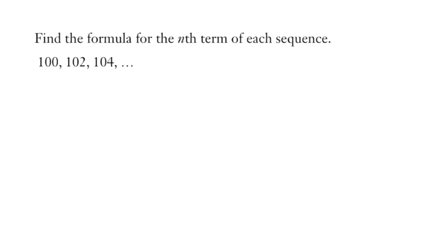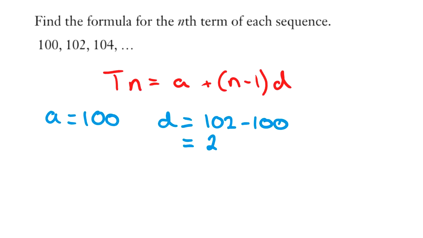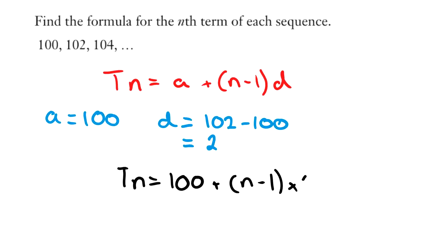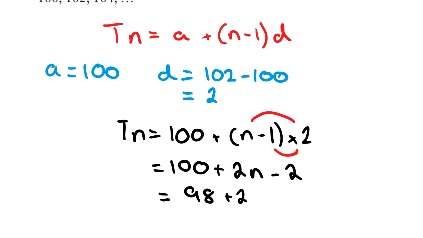Now we need to find the formula for the nth term of each sequence. Same thing, I'm going to write down my formula and start writing down what we know. We don't know what n is this time, but we know a is 100. We know d will be 102 take away 100, so 2. Because we're not told to find a specific numbered term, we just leave n as is. So Tn is going to be 100 plus n minus 1 times 2. We can multiply this out, so we're left with 100 plus 2n take away 2. And we can simplify that down to get 98 plus 2n.